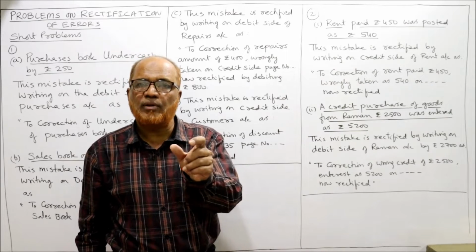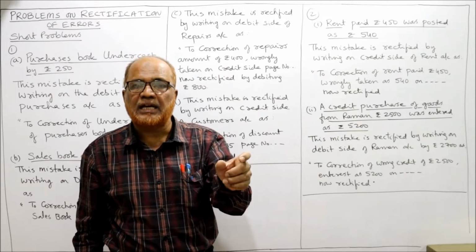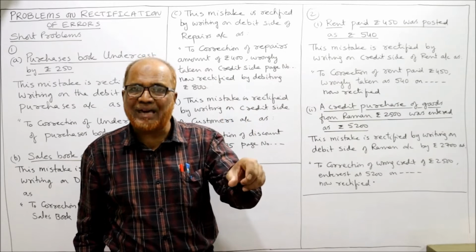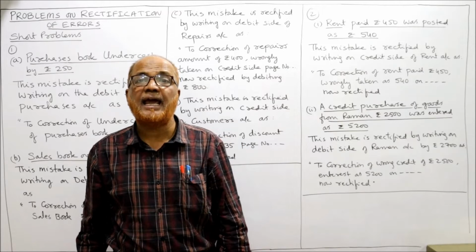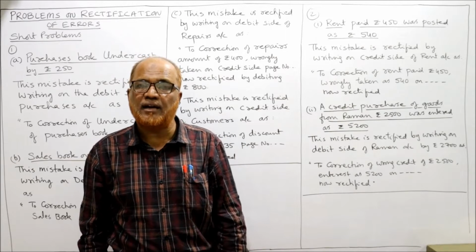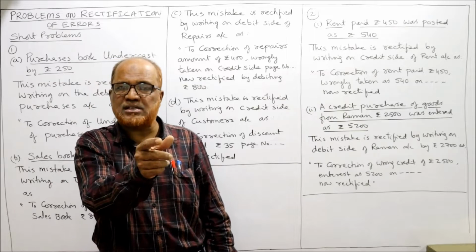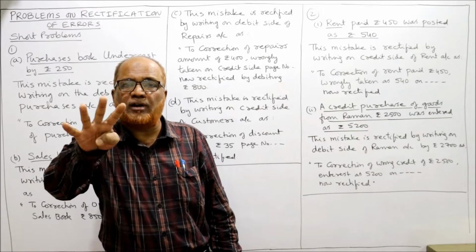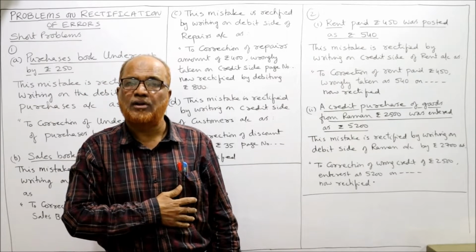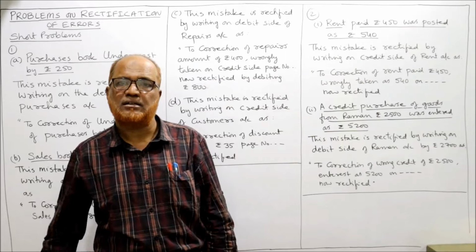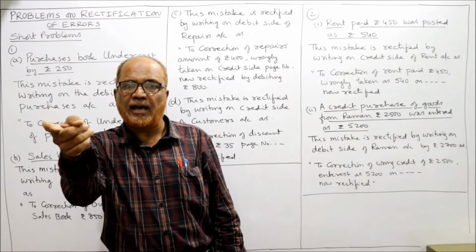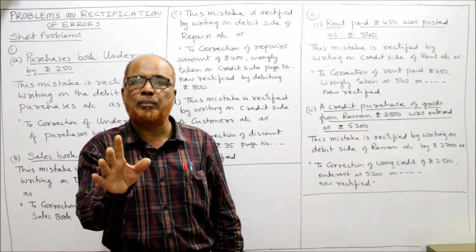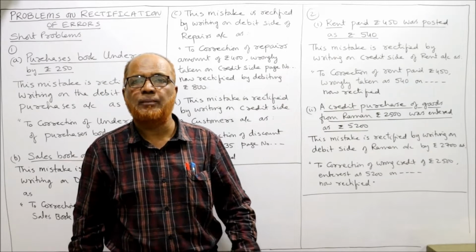Now this error will be rectified by debiting the repairs account by rupees 800. Why 800? Because first of all you have to debit the repairs account by 400. You have not debited, now we are debiting. By mistake you have taken 400 rupees on the credit side of the repairs account. We have to nullify it, we have to cancel it. So that 400 to cancel, and this 400 which you have not recorded, so totally 800 rupees you have to debit to the repairs account.